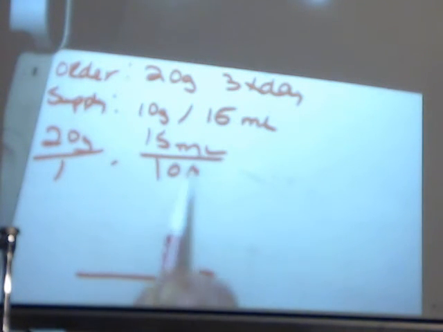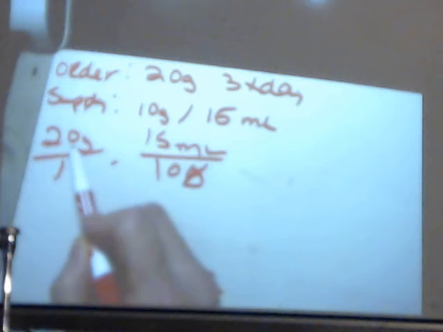And what we have on hand is 10 grams per 15 milliliters, okay? And it wants to know how many ounces we'll give. We got some more conversions there, so we have to give blank ounces, right? Okay, so we're going to set it up, 20 grams over 1, and what we have on hand is 15 milliliters equals 10 grams, right?